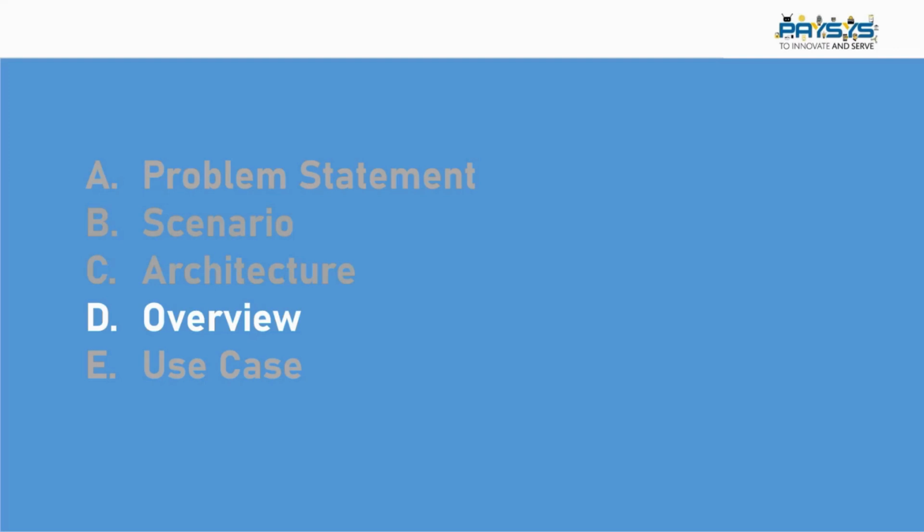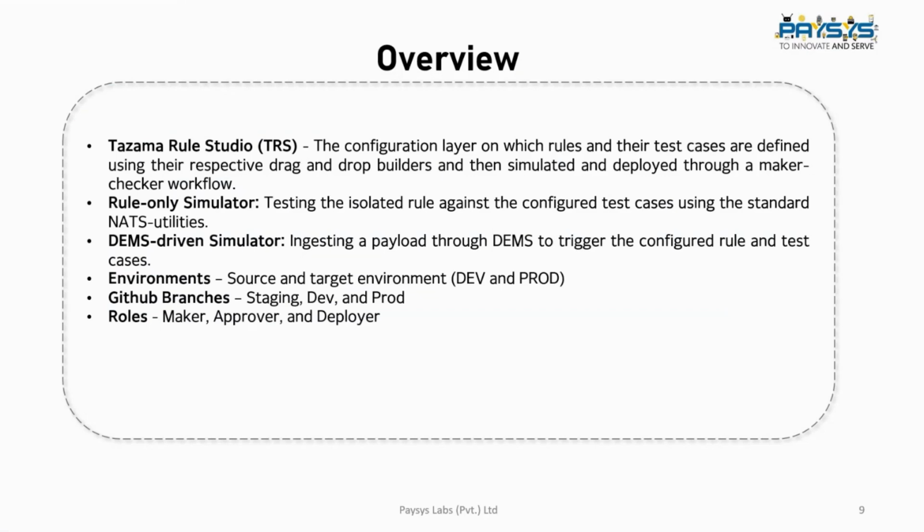Right, so now let me briefly outline how TRS is structured so that before we go into the system demo, you're familiarized with the terms that we're going to use. The Tazama Rule Studio acts as the configuration layer of the ecosystem, like I mentioned. This is where rules and their corresponding test cases are defined using intuitive drag and drop nodes. Once configured, they are simulated and then reviewed through a maker checker workflow before being deployed. We support two types of simulation. First is the rule only simulator, which allows isolated rule testing, unit testing against configured test cases using standard NATS utilities. This is useful for validating the logic of the rule independently.